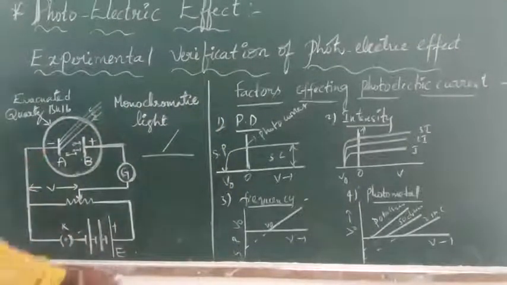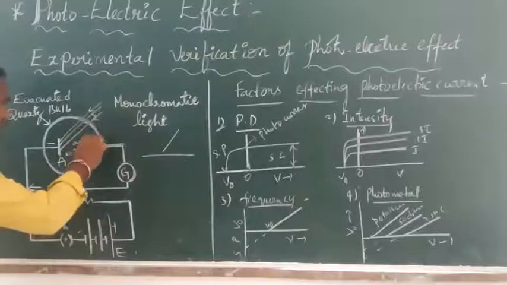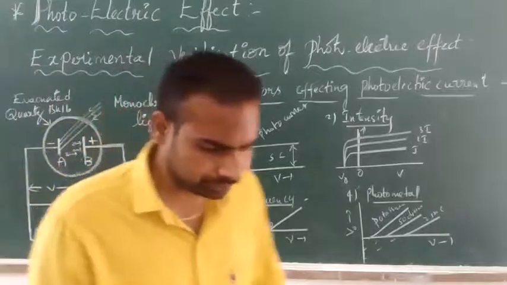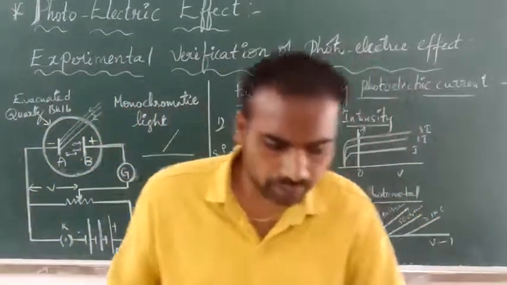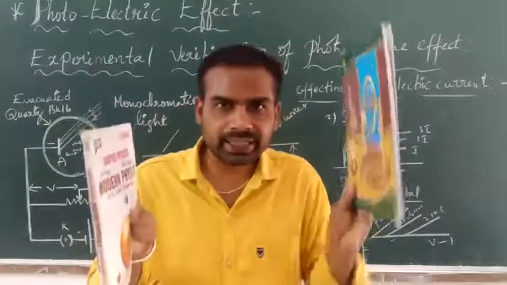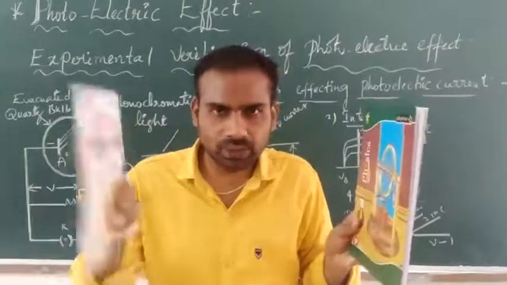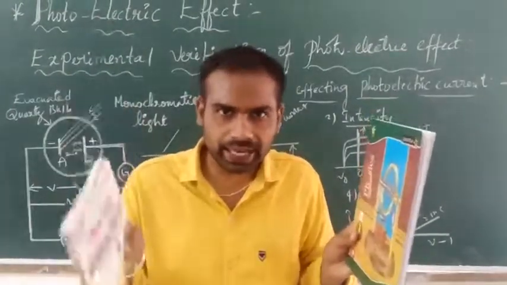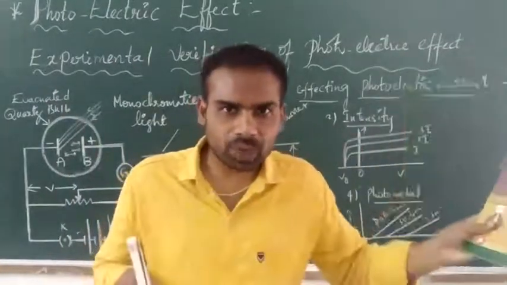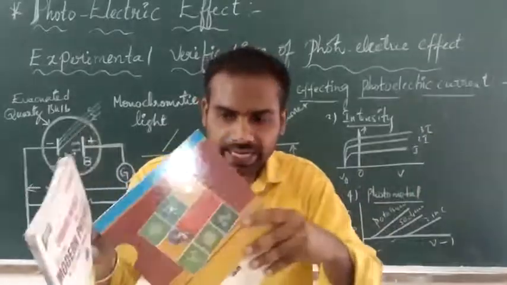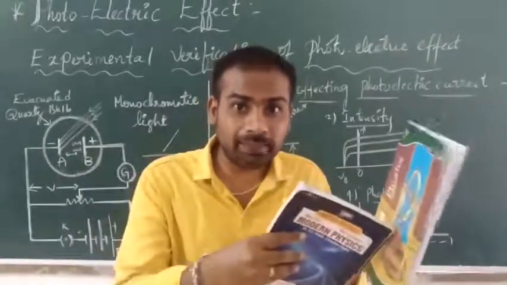There are two plates here. This is plate A, this is plate B. Plate A is connected to the negative terminal. Plate B is connected to the positive terminal. Now when light falls on plate A, electrons will eject and go to plate B.